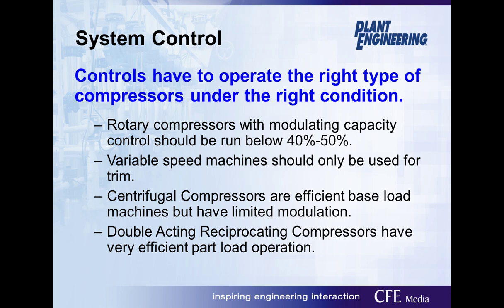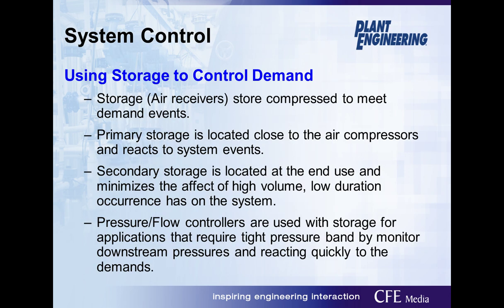Centrifugal compressors are great for efficient base loads, but they do have limited modulation control. And then, of course, the old double-acting recips, if you have those, they are very efficient at part load operations and run very well and very efficiently, both at part and full loads.